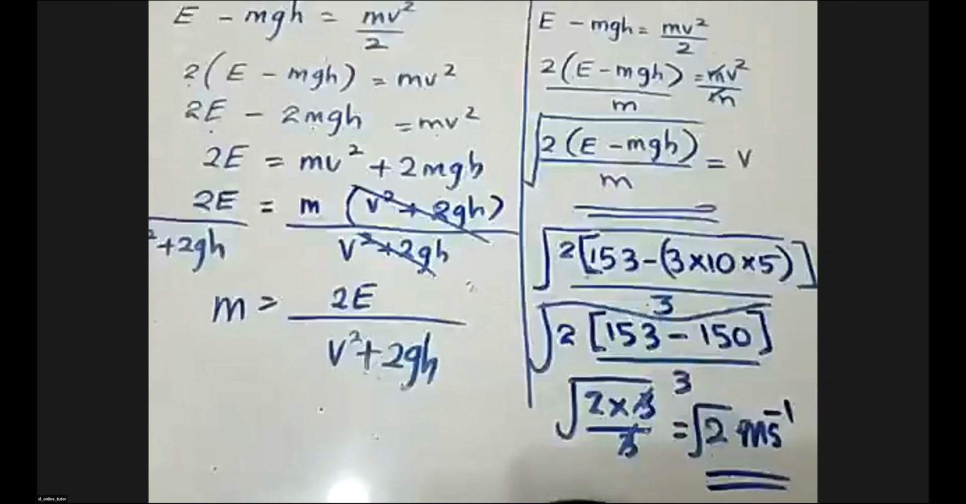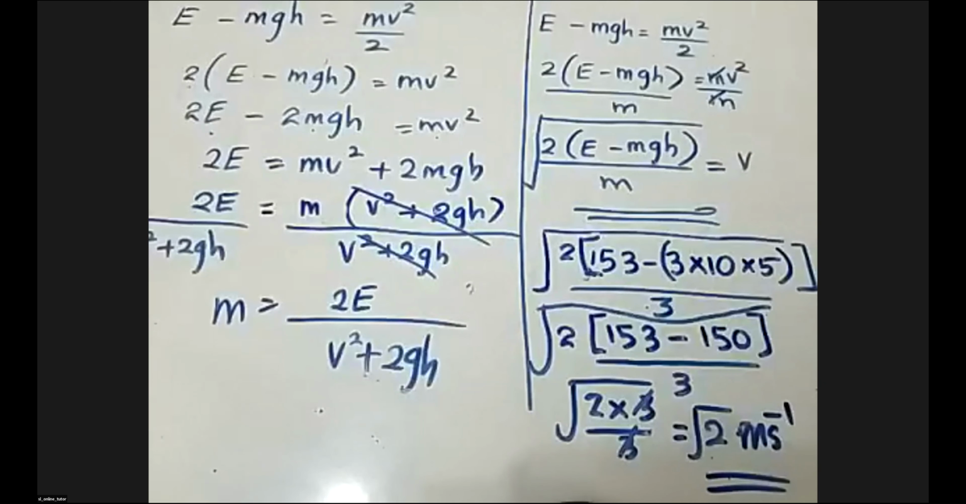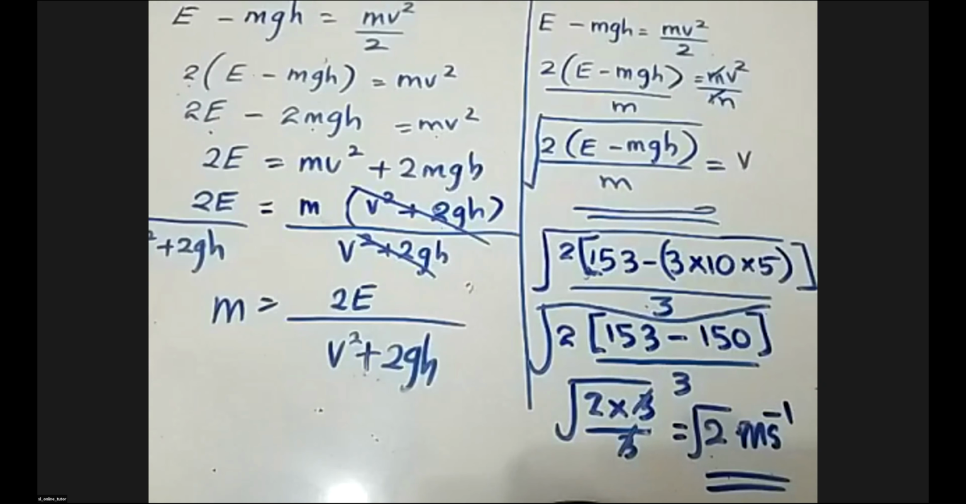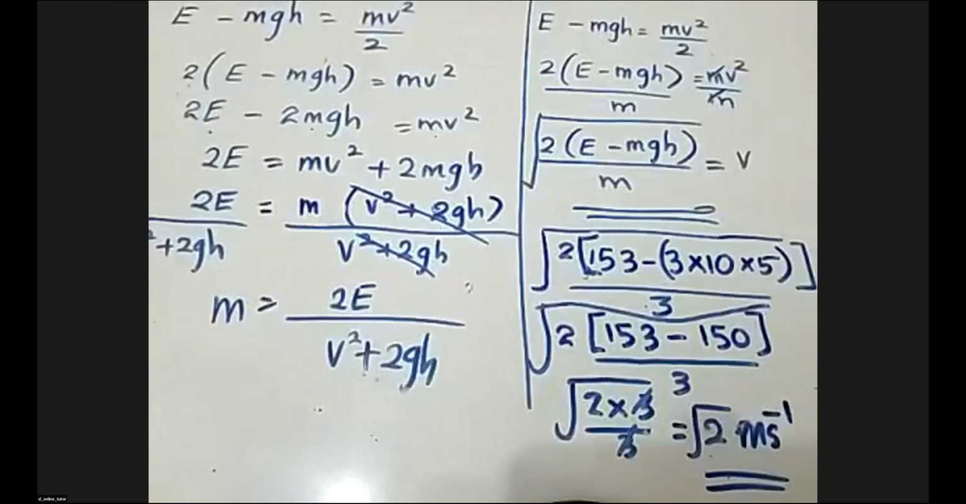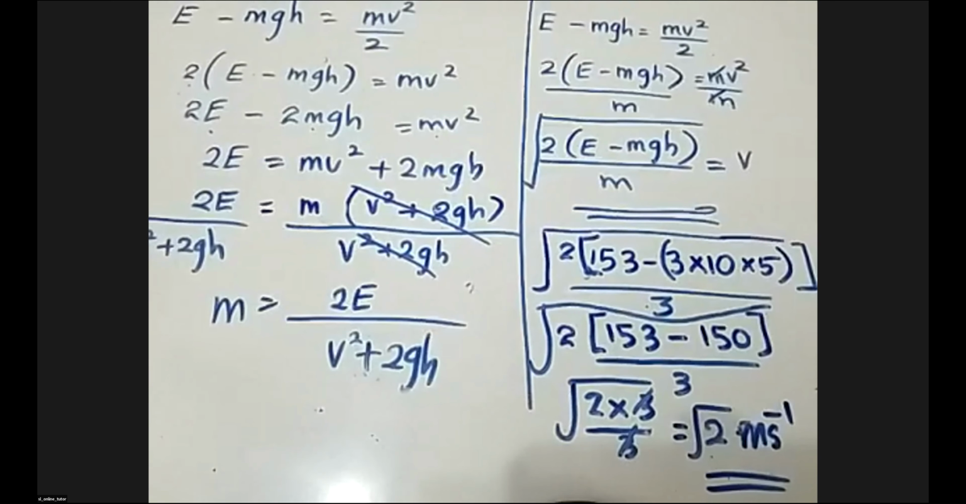Check whether you got it. Check whether the steps are clear for you. 3 times 10, 30, 30 times 5. 153 minus 150 is 3. 3 and 3 cancel. Square root of 2. Yes. How many of you got this exact answer? Raise your hand.